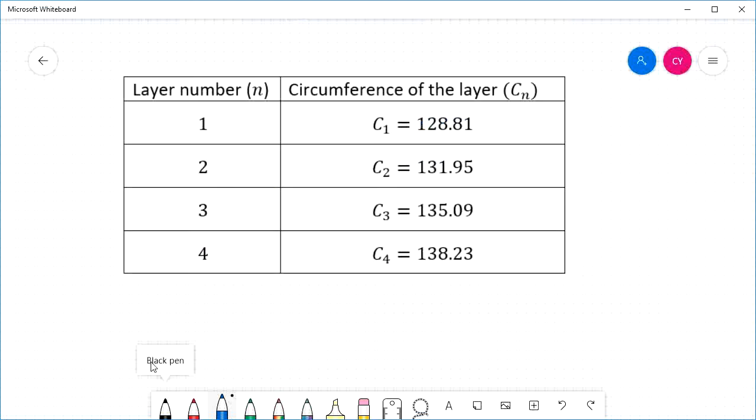And if we present those numbers in a table, similar to the one we saw earlier, you can see that the circumferences of the layers form a set of numbers in order that we can describe using the rule that we created earlier. That is, C sub n equals pi times (D plus 2nt). So this set of numbers is, therefore, a sequence.